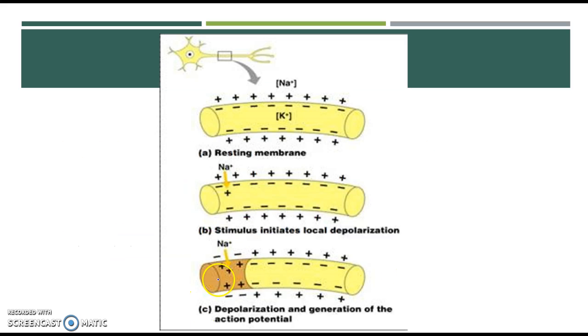Okay, so that's that bottom picture again here. Once we have enough of a charge inside of the neuron, so now we're positively charged, we're going to create the action potential, which means that the nerve impulse has officially started.